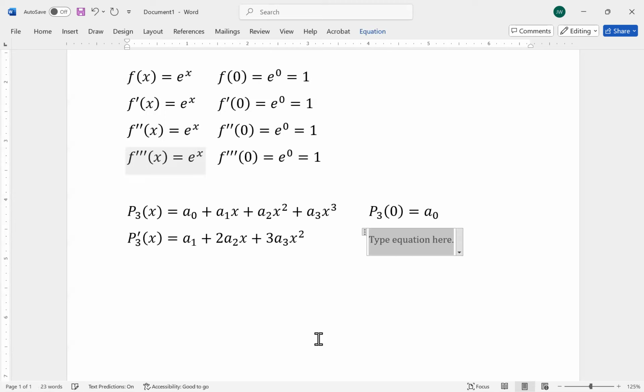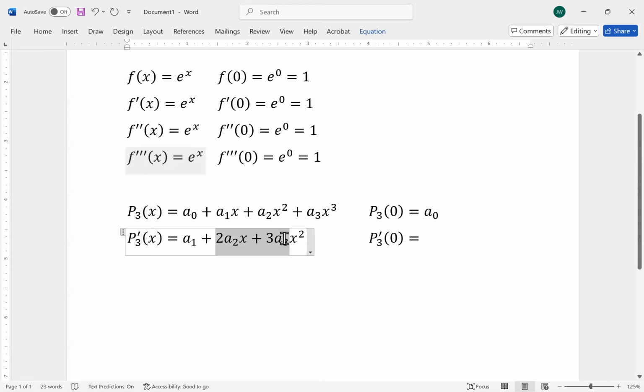Notice what happens when I plug in 0 into the first derivative. The 2a2x and the 3a3x squared will go away. And in that case, we'll just be left with a sub 1. Now you might guess a sub 2 is what you're going to get with the second derivative. That is not the case.